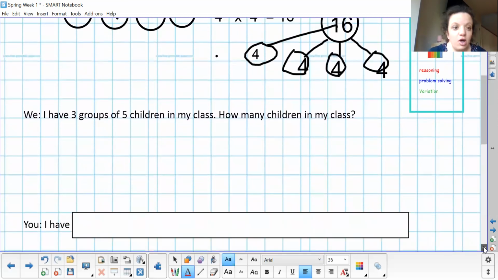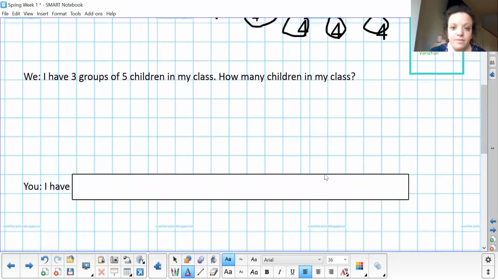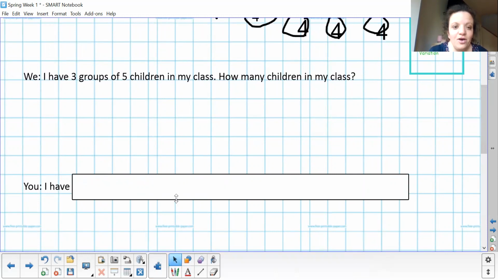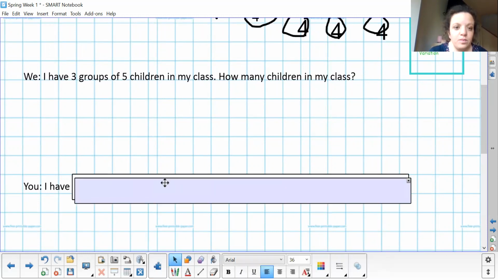Next one to have a go at. We have 3 groups of 5 children in my class. How many children are in my class? Pause your screen and have a go. Write the number sentence, write the part whole, and draw your picture.